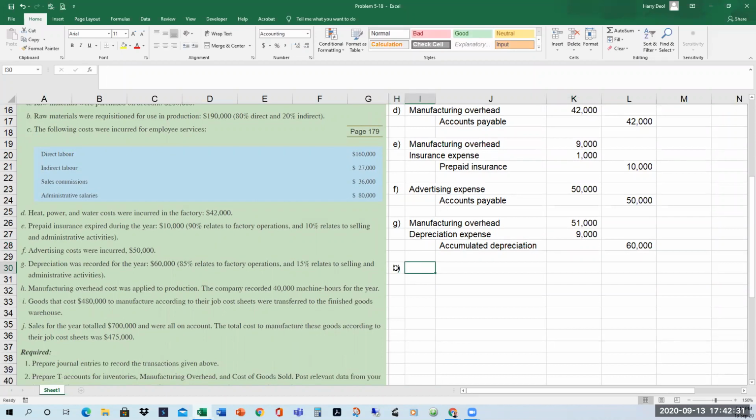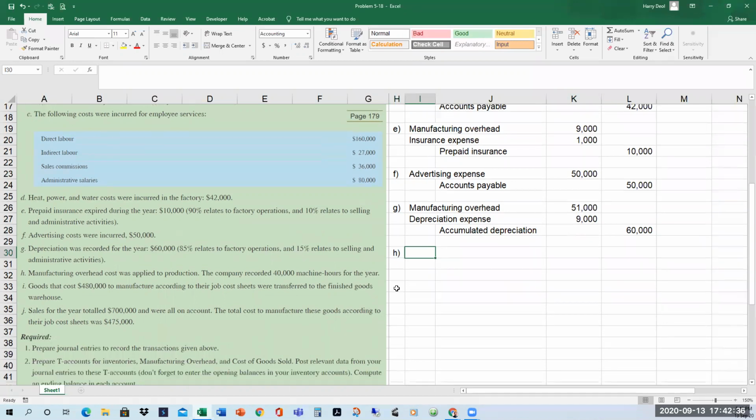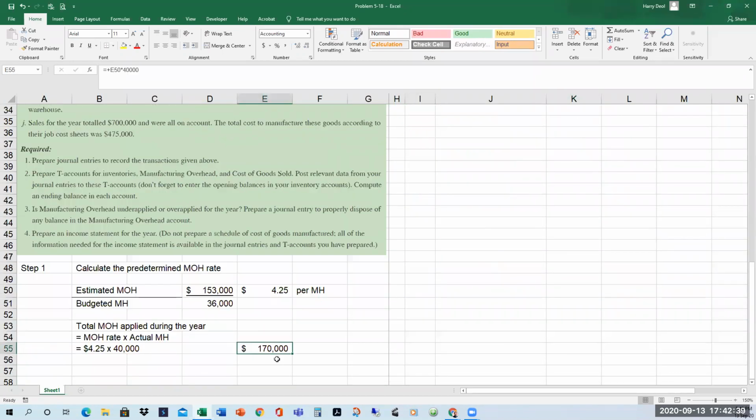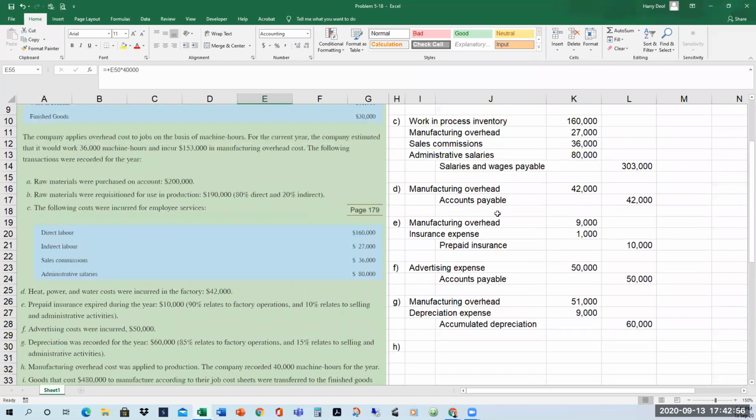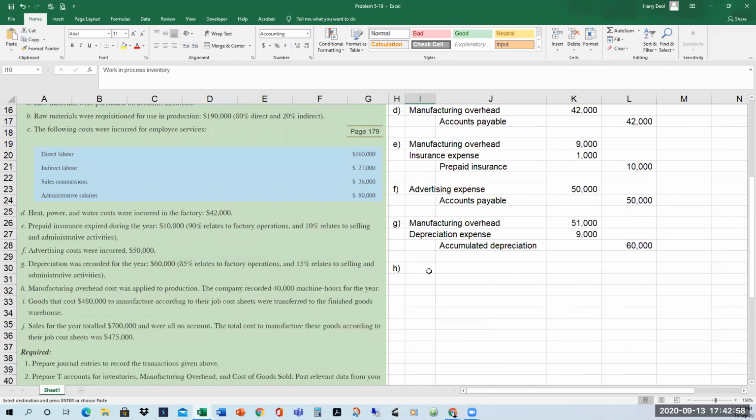H, manufacturing overhead cost was applied to production. So we calculated what the manufacturing overhead cost applied was for 40,000 actual machine hours at $4.25 per machine hour. We calculated 170,000 as the applied manufacturing overhead. The journal entry for the applied manufacturing overhead is you want to debit work in process and credit manufacturing overhead, $170,000.